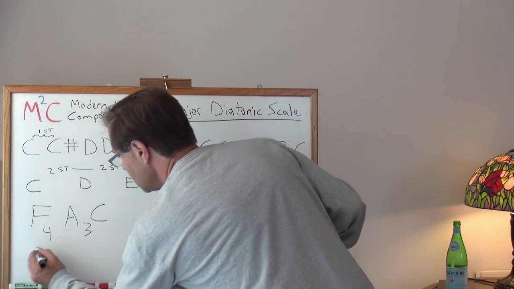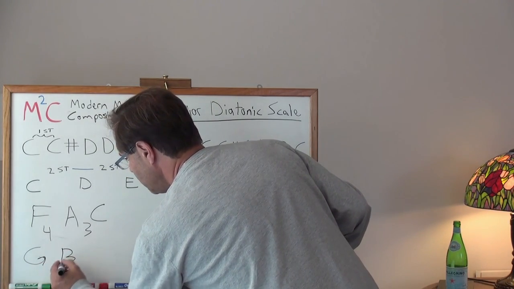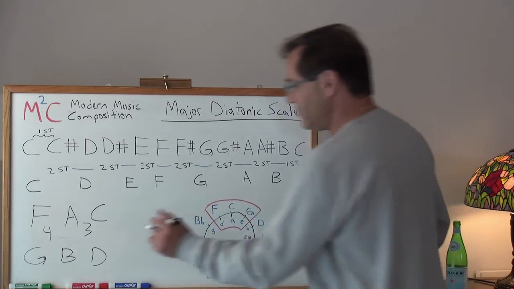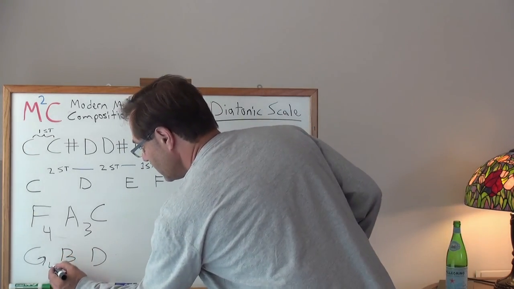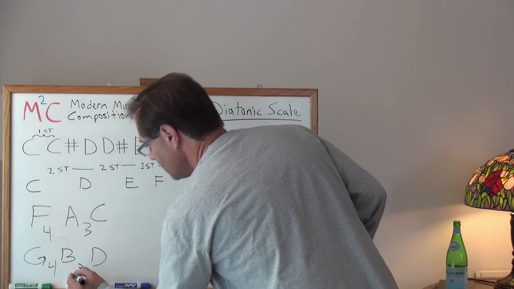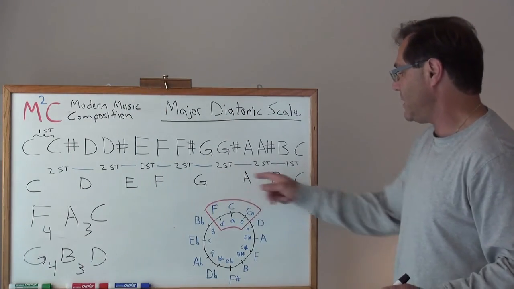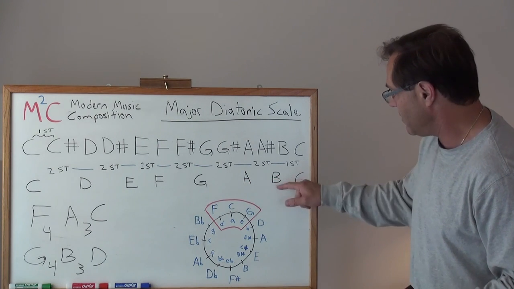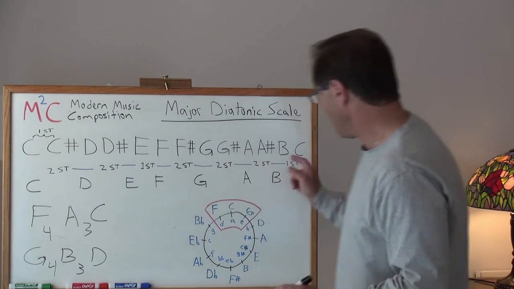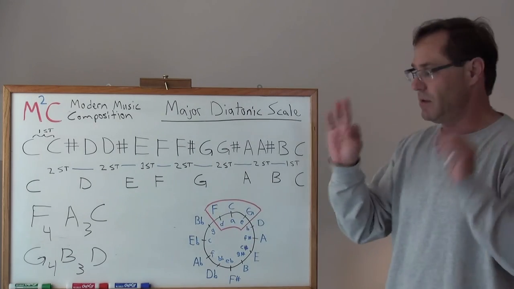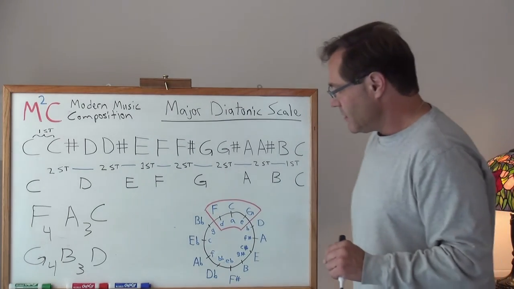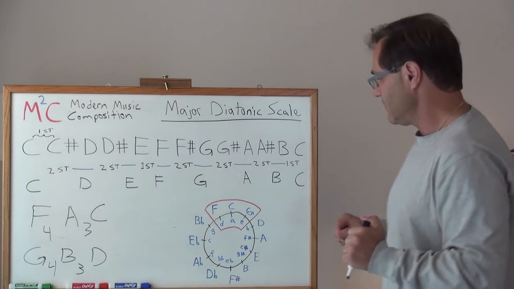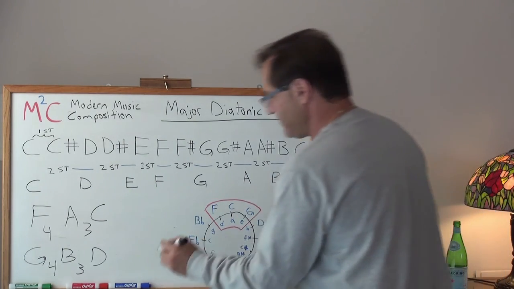Let's do G. G, B, D. That's another major. Because we have 4 semitones between G and B and 3 semitones between, well, you got to wrap around to B and D. You got 1 plus 2 is 3. Look, G major. All right, well, let's go to A.